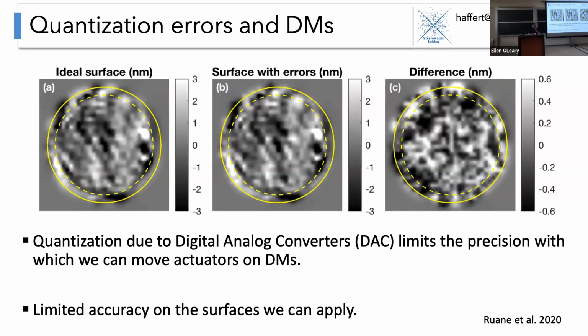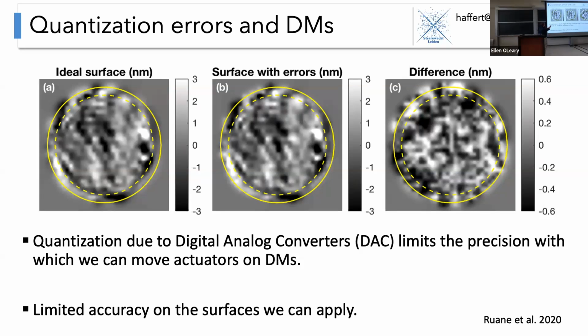And when we control electronics or we control anything in the lab, we need to use a digital analog converter because we have bits in our computer and we need to convert those bits to a voltage signal. And that means you go through this digital analog converter that changes bits into a voltage signal so that you can actually control actuators. And those have a certain bit depth. So it means you have a precision. And due to that precision, the values are actually quantized. You cannot arbitrarily change the height of your actuator because of the quantization error. And that means you have actually limited accuracy on the surfaces that we can apply.